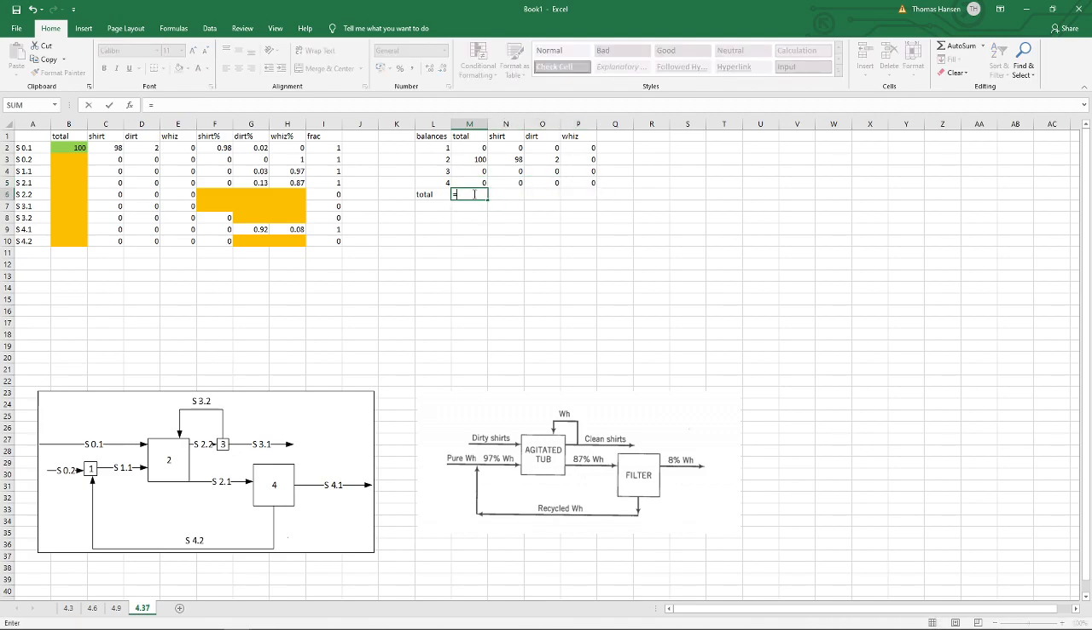And if we look at the entire system, we have 0.1 and 0.2 are the two streams that are entering. What is exiting, that would be stream 3.1 and 4.1. Those are the two exiting our total system. There we go.